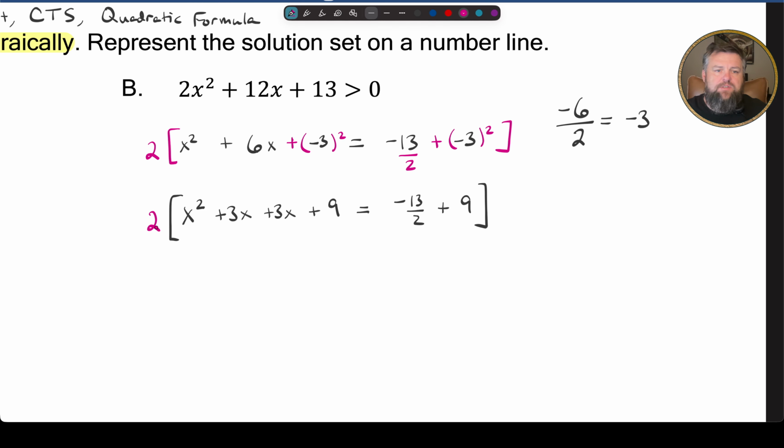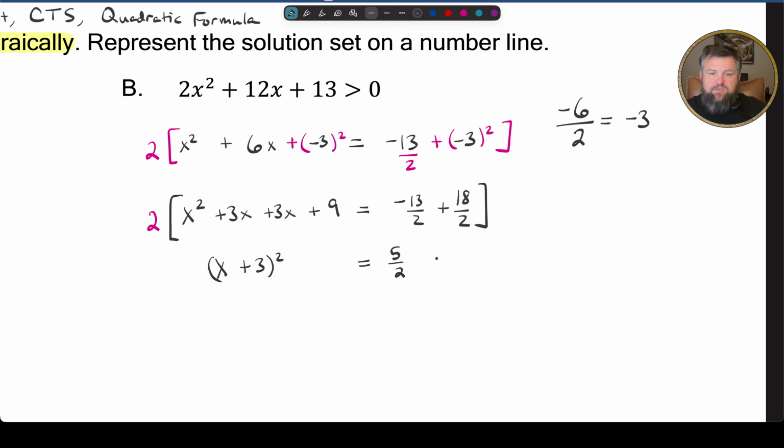We're not going to touch the 2 again. We're really just going to focus on what's on the inside of the brackets to help us solve. So we have x squared plus 3x plus 3x plus 9. This actually becomes x plus 3 squared. And over here, this 9 is just going to become 18 over 2. We can take 18 minus 13, so that becomes 5 over 2. And now we are set up so that we can use this to finish solving.